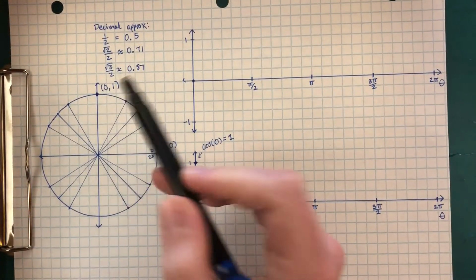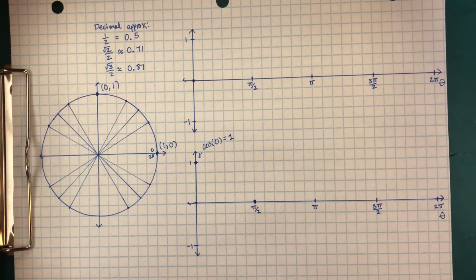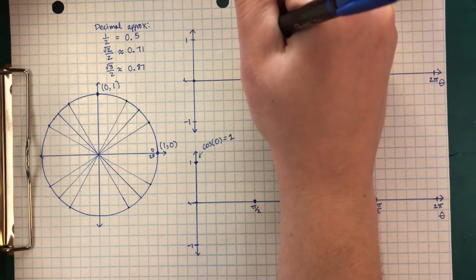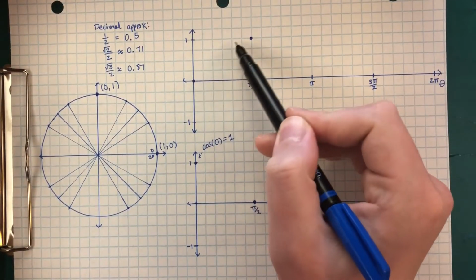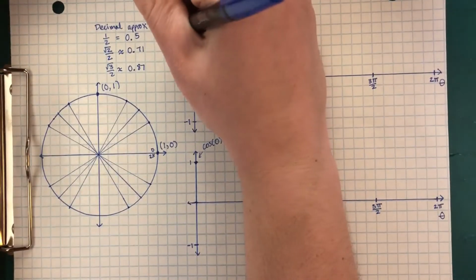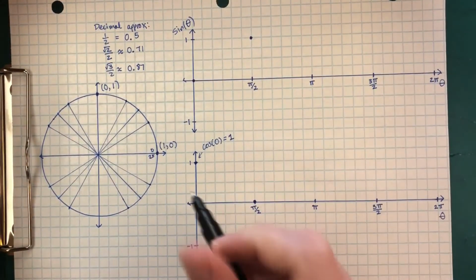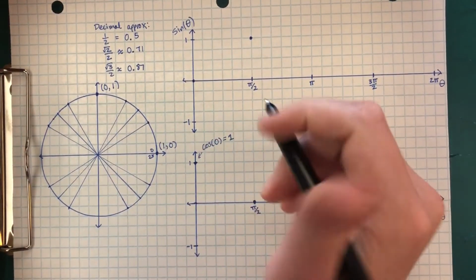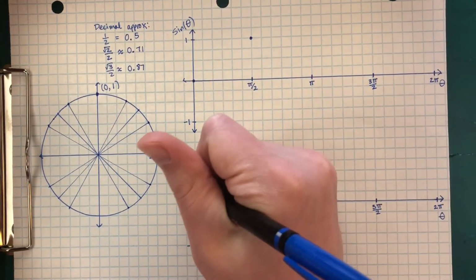The cosine of pi over 2 is 0. And the sine of pi over 2 is 1. So our graph is somehow going to connect these 2 points on this graph for the sine. And it's going to connect these 2 points on this graph for the cosine. But we don't know what that shape really looks like yet in between, so we'll come back to that.